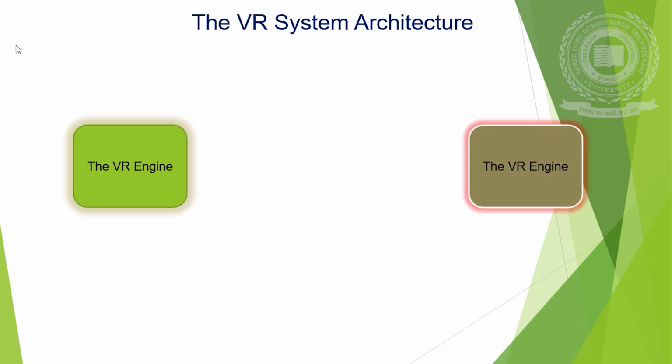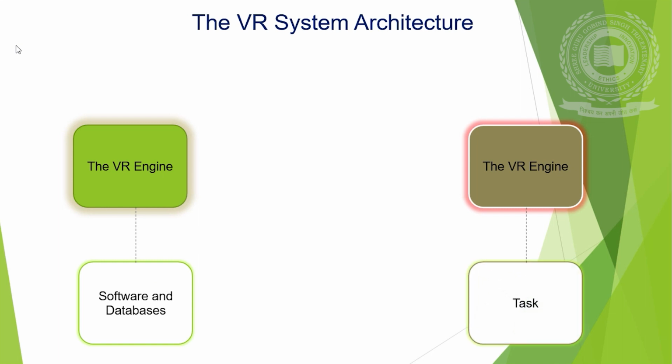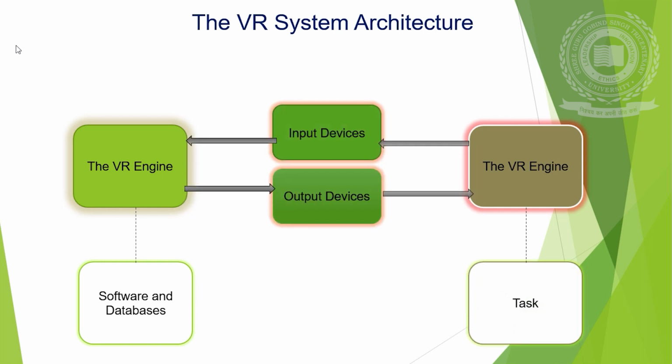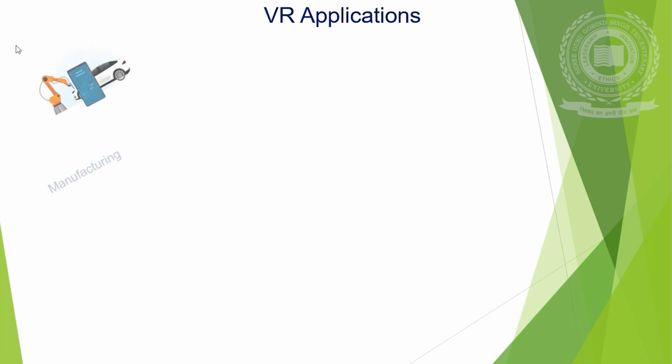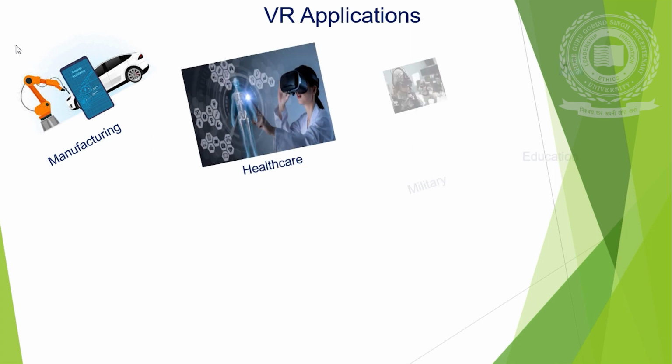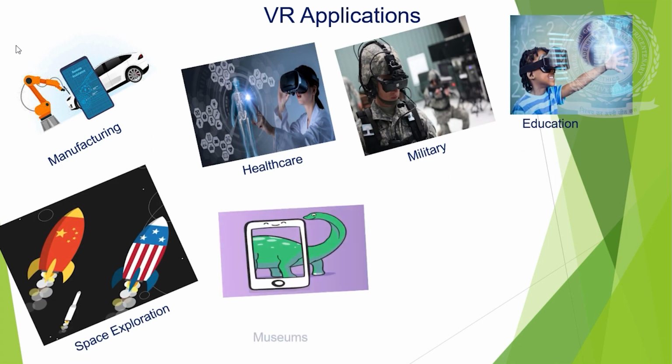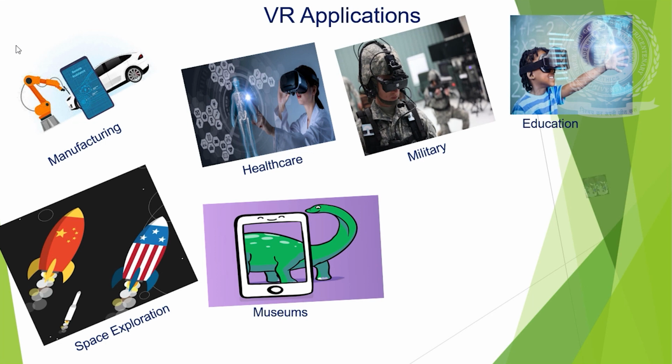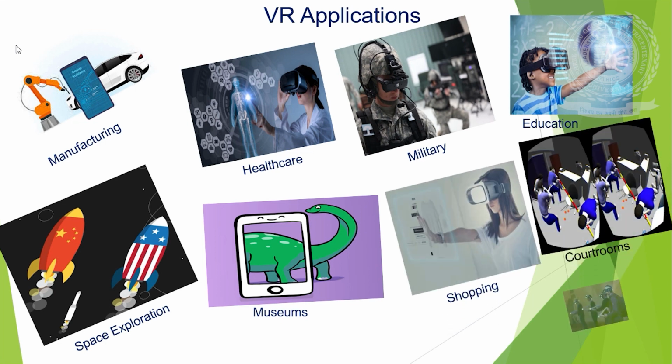Now let us discuss the VR system architecture. The architecture consists of two VR engines, the first connected to the software and databases and the second connected with the task. There are input and output devices connected with both VR engines. Now, the applications of virtual reality. Virtual reality is applied in various fields such as manufacturing, healthcare, military, education, space exploration, museums, shopping, courtrooms and entertainment.